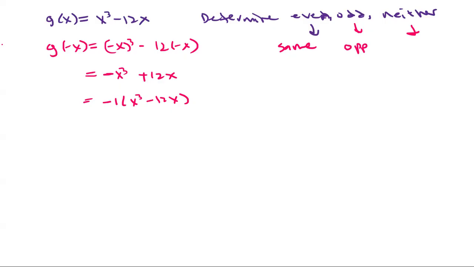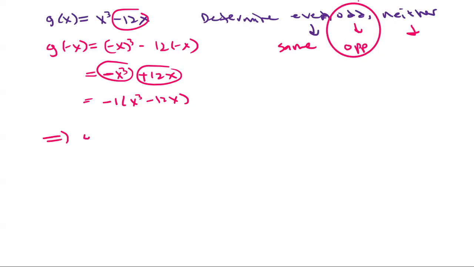Or this was a positive x cubed, you got a negative x cubed, you got a negative 12x, you got a positive 12x. It produces an opposite. So that means we have a negative in the front versus a positive in the front. So that means this is an odd function because it's producing the opposite. All right, so we say this is an odd function, okay, because it produces the opposite.